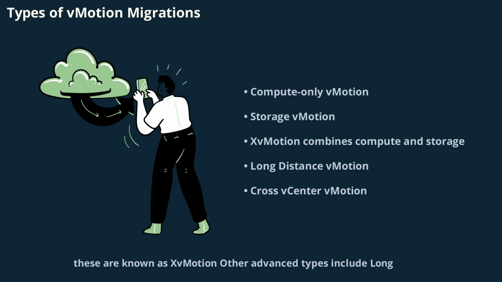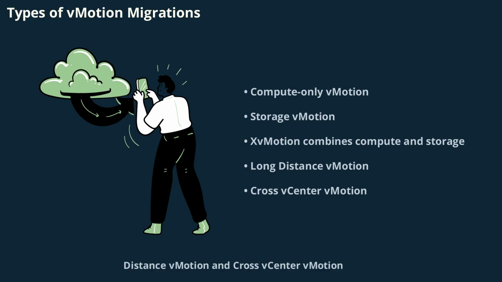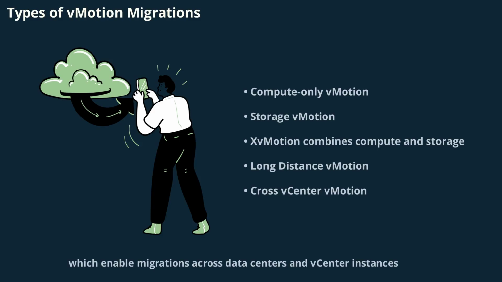Other advanced types include long-distance vMotion and cross-vCenter vMotion, which enable migrations across data centers and vCenter instances. Each type is designed to address specific operational needs, ensuring flexibility and resilience in virtual environments. Understanding these options helps organizations choose the right migration strategy for their unique requirements.